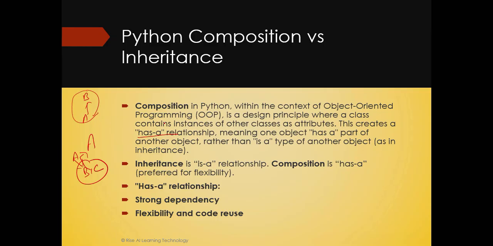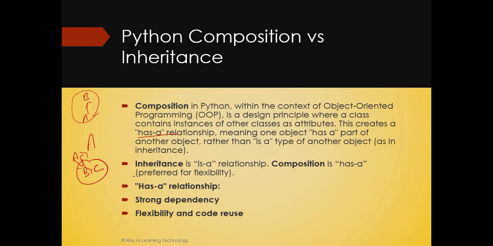So composition in Python, in the context of object oriented programming, is a design principle where a class contains instances of other classes as attributes. This creates a "has a" relationship, meaning one object is a part of another object rather than a type of another object, as in inheritance.